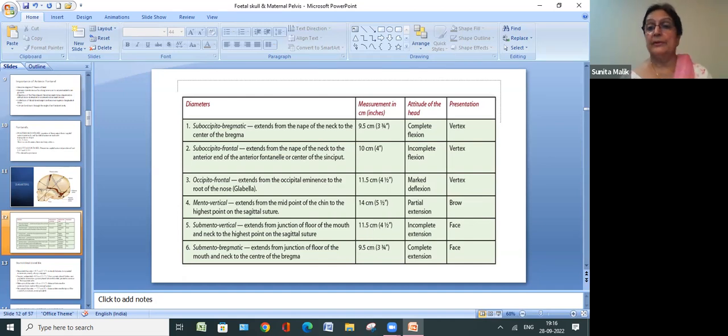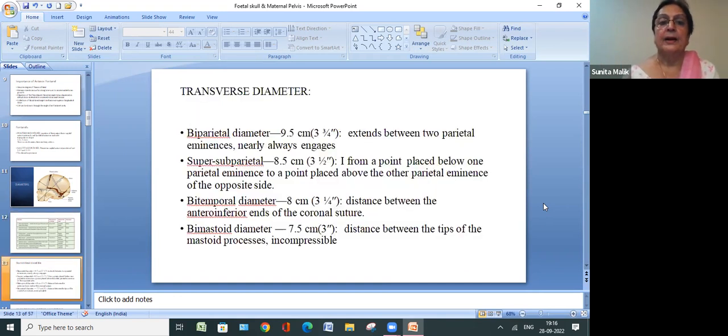Otherwise, it's going to be a problem, because as we are coming to the pelvic diameters, the lowest pelvic diameter is 10 to 10.5 centimeter, and we have to allow for the soft tissue also over that. So it's going to cause a problem. So these diameters you should be remembering, and which position it is there. Okay. Now, those were all AP diameters.